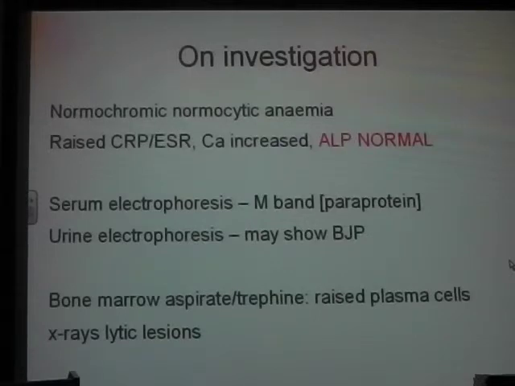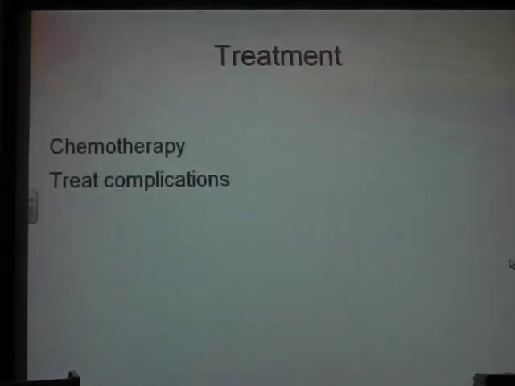Serum electrophoresis, you're looking for that spike of your monoclonal immunoglobulin. It's called the paraprotein or the M band. It all means the same thing. Bence Jones proteins in your urine. What's a Bence Jones protein? Light chain, yeah, excellent. You can have a look inside the bone marrow. It's stuffed full of plasma cells. And you can do some x-rays and you'll see the classic lytic lesions. Okay. How are you going to treat it? Chemotherapy for the myeloma. And obviously I mentioned all those complications like high calcium, the bone fractures, the renal failure. You've got to remember all of those. They'll be really important to treat.